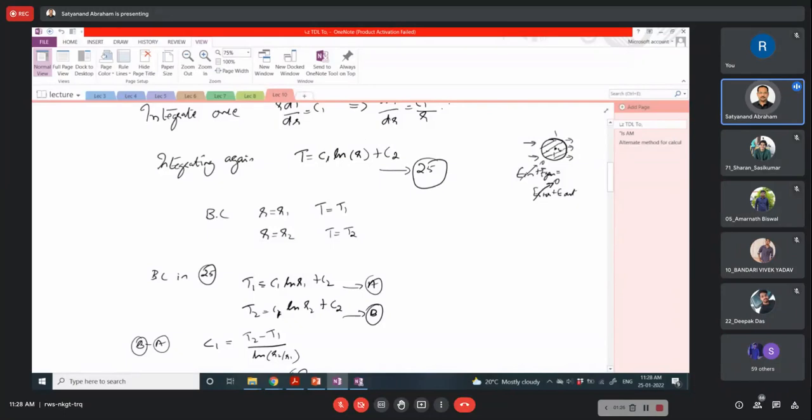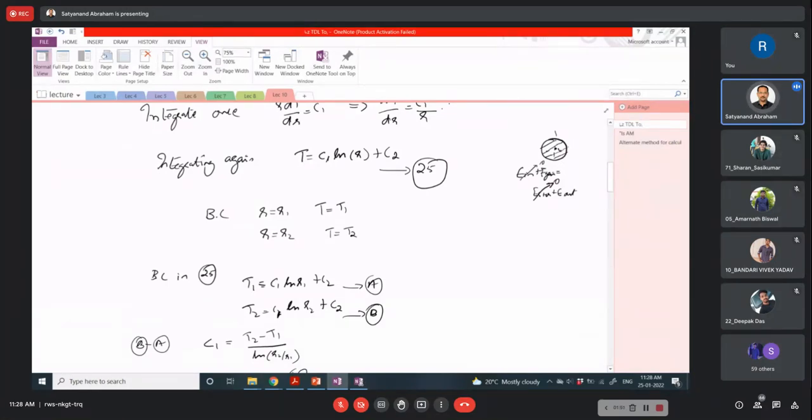So in that case, we need to make C1 equal to 0, and only then do we get a bounded result. You can see that T is equal to a constant value. So for a solid cylinder, we are not going to have any heat flux through it. A steady state heat flux we cannot have for a solid cylinder. T equal to constant means what? There is no gradient, so there is no heat flux.